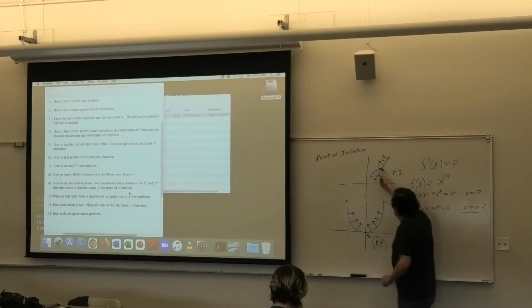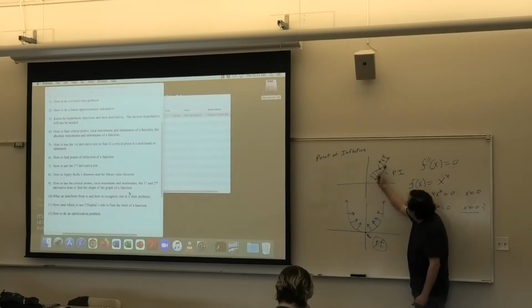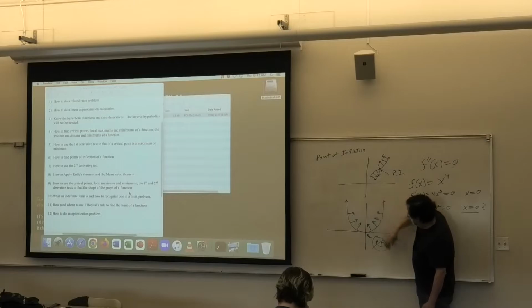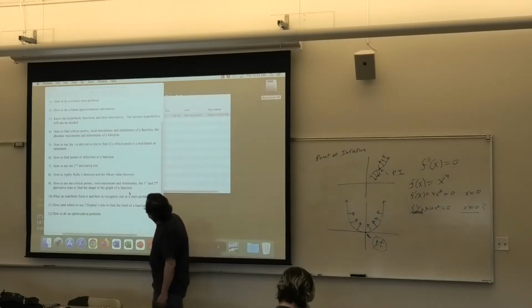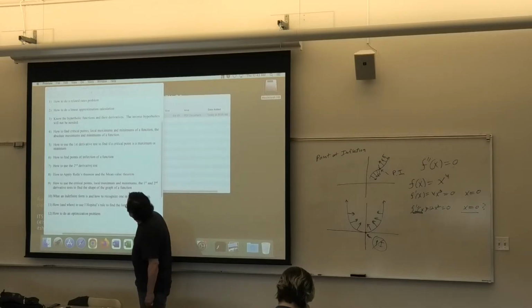Just keep in mind, take a look at the diagrams. This is where it's down or it's up. Here it's just up. So just something to know about inflection.